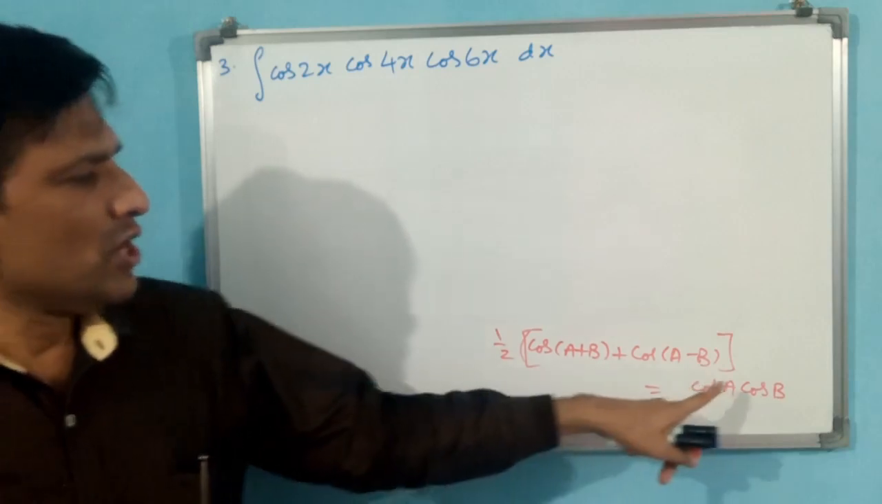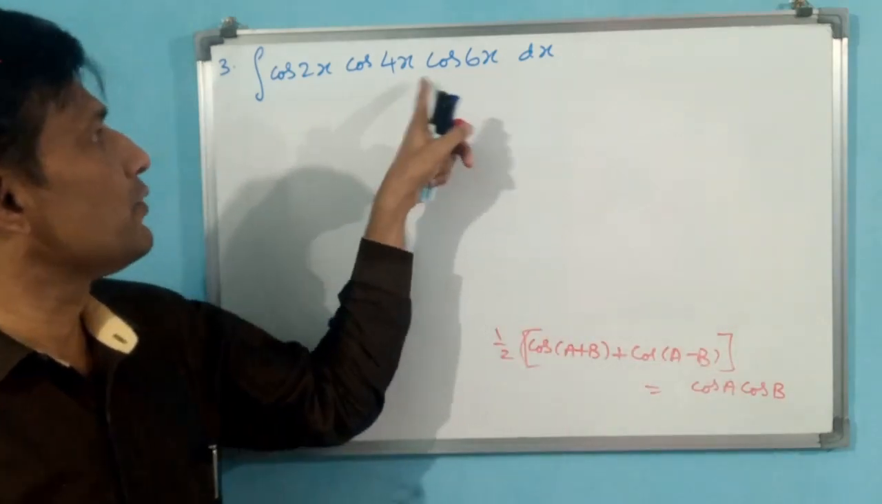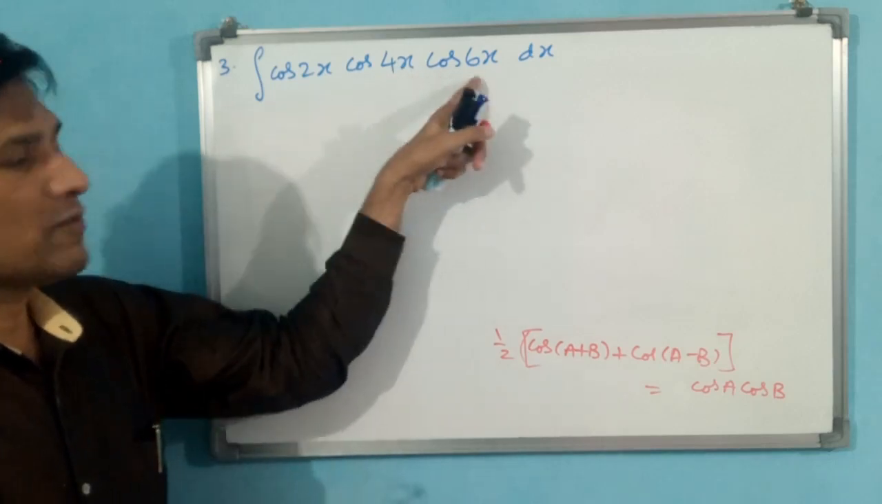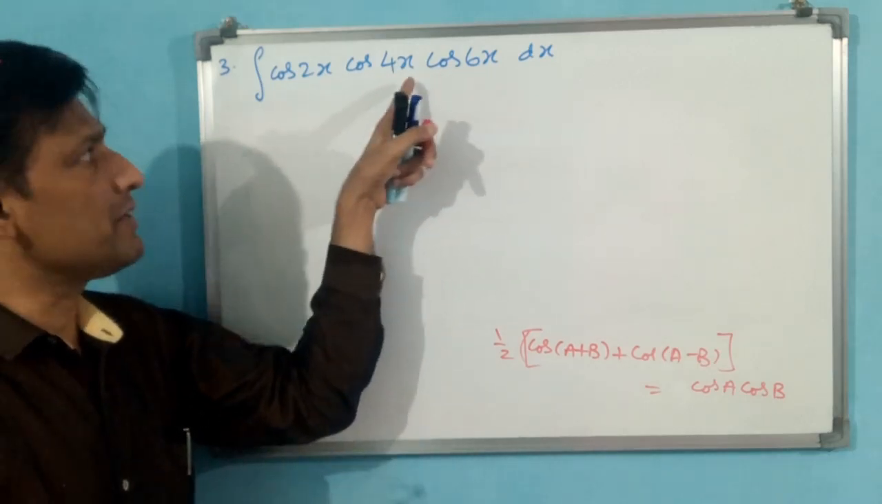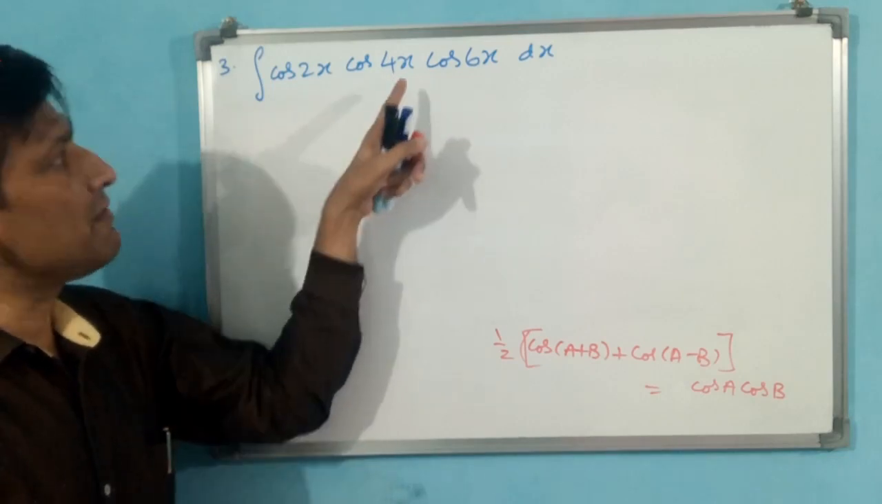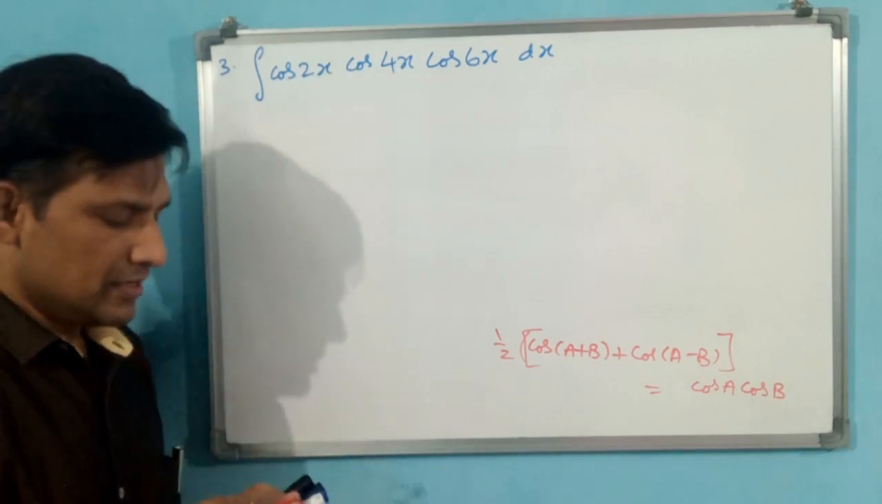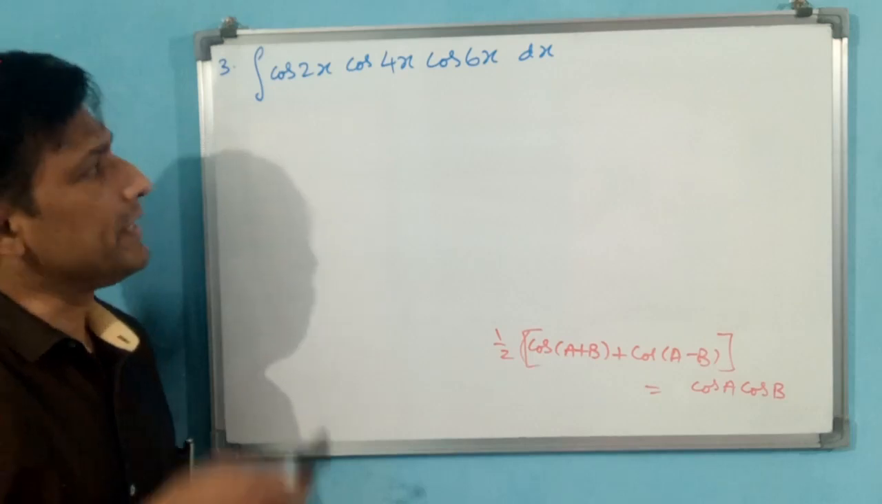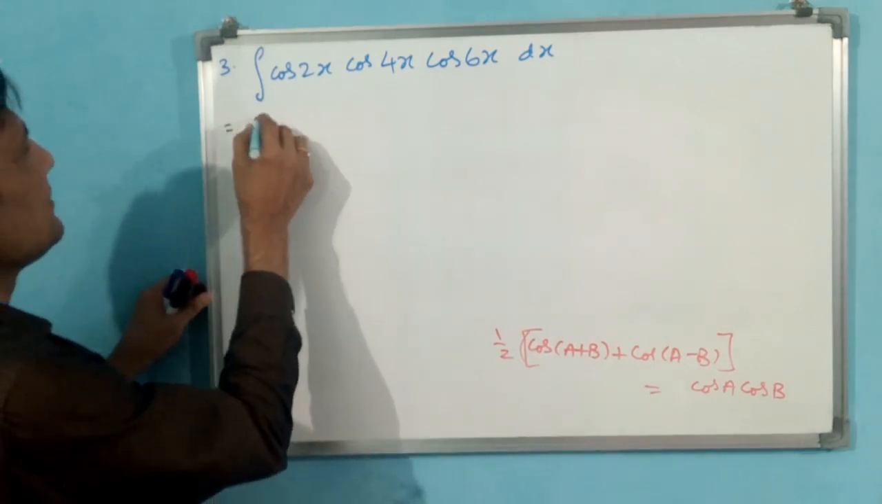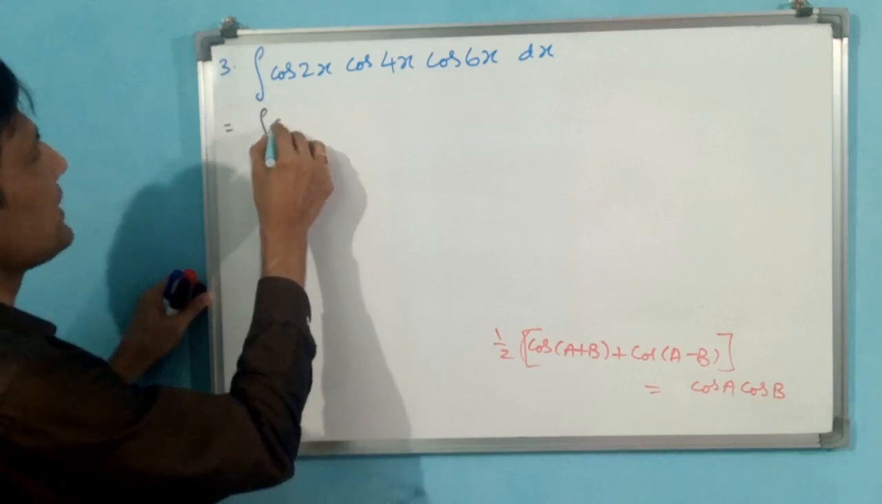Second logic, a is bigger one. If you take 6x and 2x, 6x will be a. If you take 6x and 4x, 6x will be a and b will be 4x. If you take 4x and 2x, a will be 4x. That logic you have to apply here. Okay. See what I am writing here, that is equal to integral cos 2x, you keep like this only.